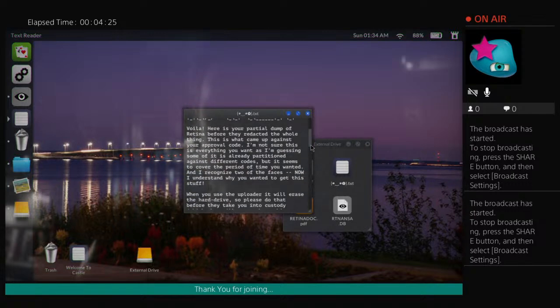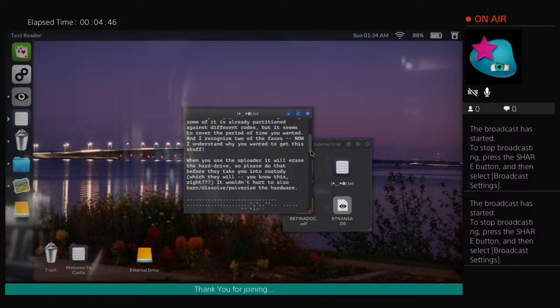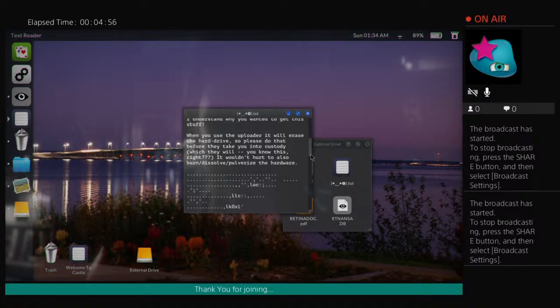Voila, here is your partial dump of Retina before they redacted the whole thing. This is what came up against your approval code. I'm not sure this is everything you want, as I'm guessing some of it is already partitioned against different codes, but it seems to cover the period of time you wanted, and I recognize 2 of the faces. Now I understand why you want to get this stuff. When you use this uploader, it will erase the hard drive, so please do that before they take you into custody, which they will. You know this, right? It wouldn't hurt to also burn, dissolve, pulverize the hardware.